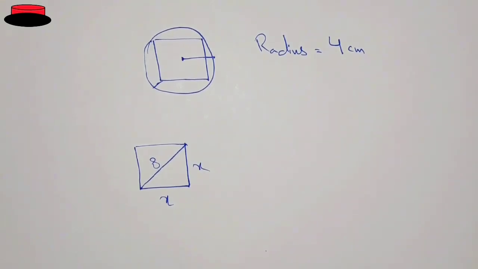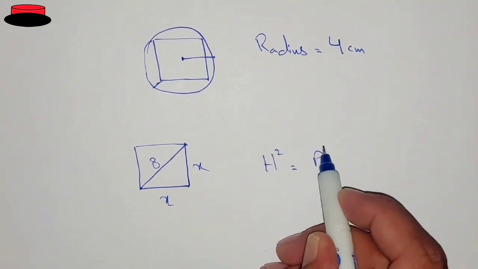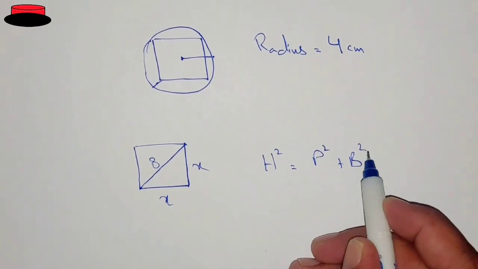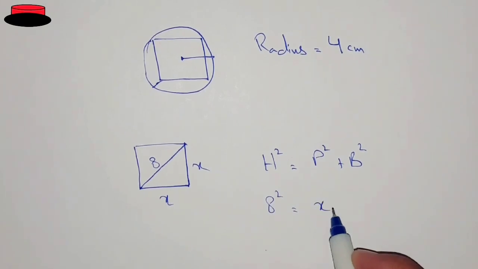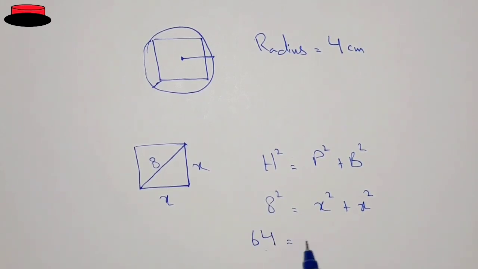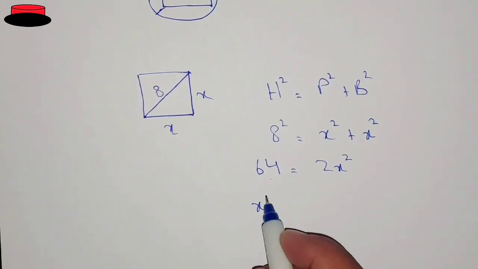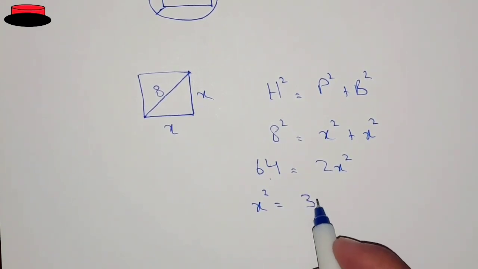And we are supposing that two sides are x and x because we have to find out the area of the square. We know that hypotenuse square is equal to perpendicular square plus base square. So hypotenuse is 8 in this case, so 8 square equals x square plus x square. So we will get 64 equals 2x square. So the value of x square will be 64 divided by 2, that will be 32.